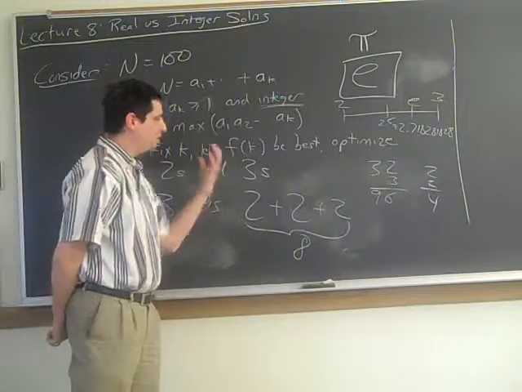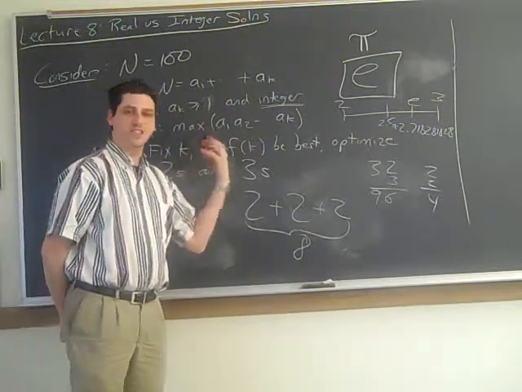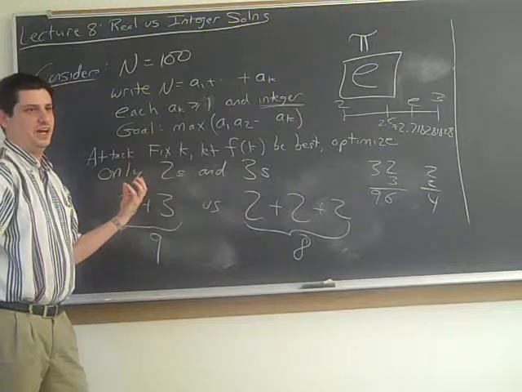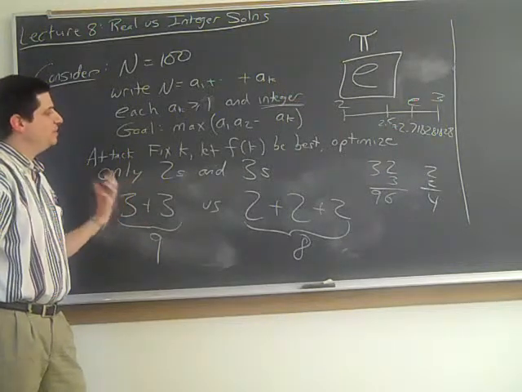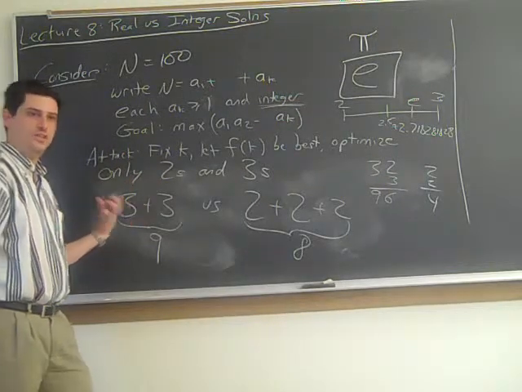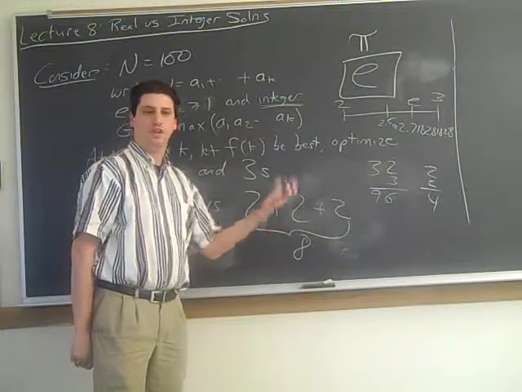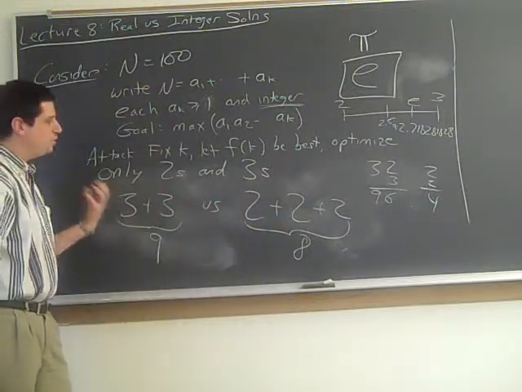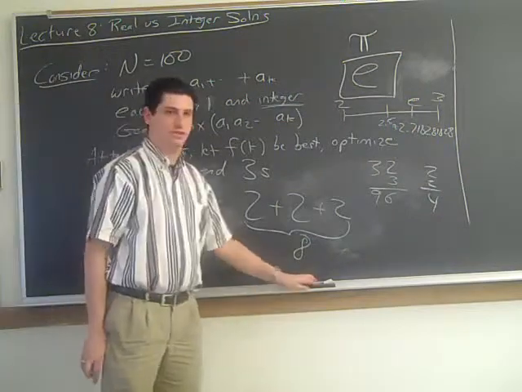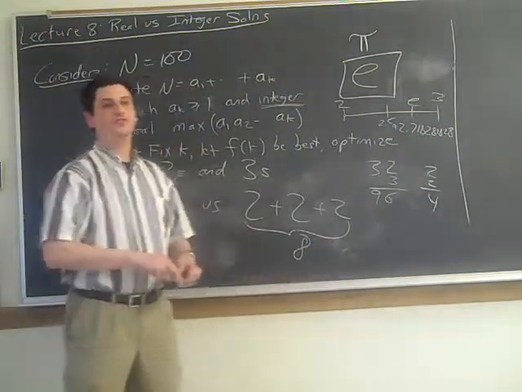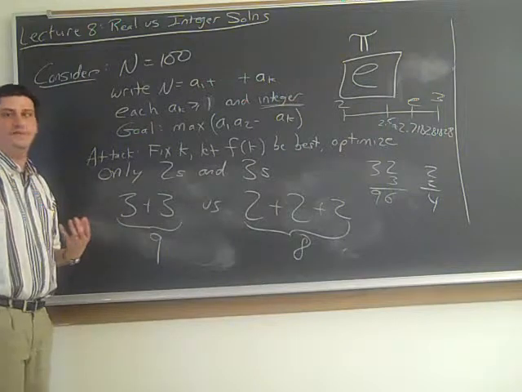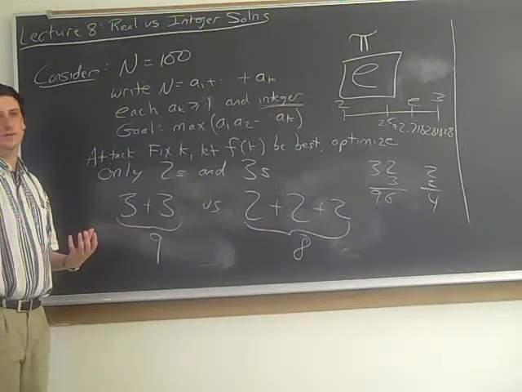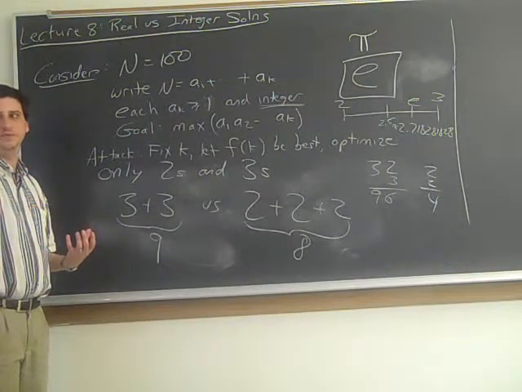So what I wonder is, I want to now analyze an analog of this problem. And this is going to talk about the difference between integer solutions and real solutions, and then use this as a springboard to talk about linear programming. So again, when you have an integer solution, the optimal integer solution does not have to be near the optimal real solution. That's one of the big problems.